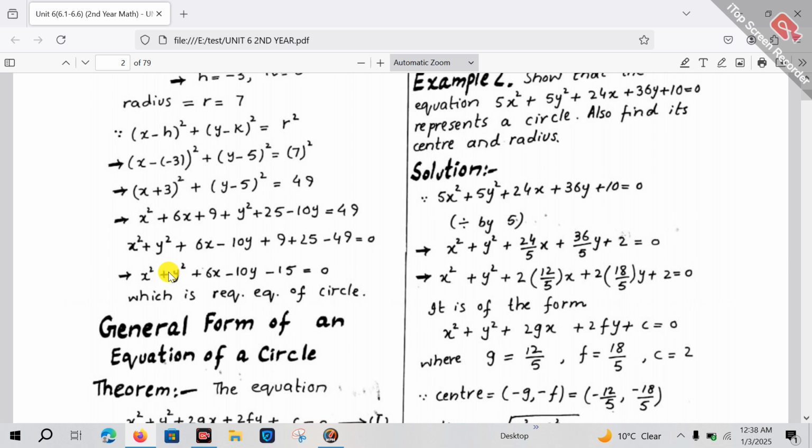And there is an important rule to identify whether a given equation is that of a circle or not. Its identification is that the coefficients of x square and y square should be the same, their degrees should be 2, and here is the plus sign, there is also a plus sign, so this is an equation of a circle.